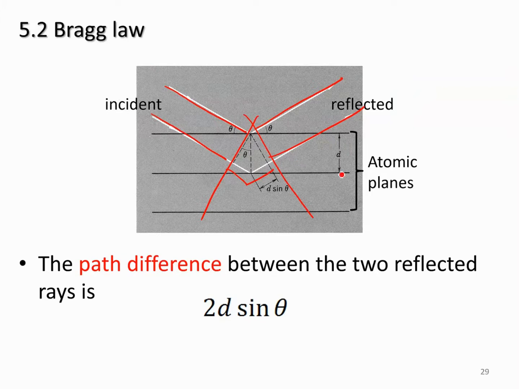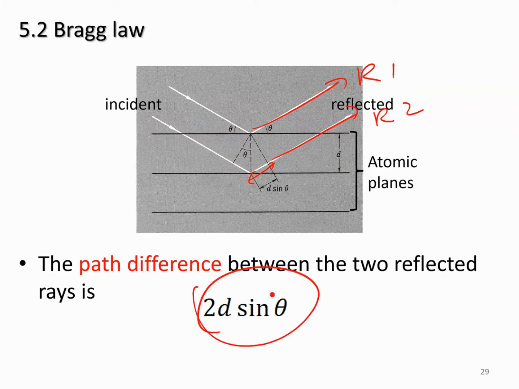Okay, if this is d, then this is theta. Because if this is theta, then this is also theta, right? Trigonometry. Then this length will be d sine theta. So the path difference between these two reflected rays, R1, R2, will be 2d sine theta.